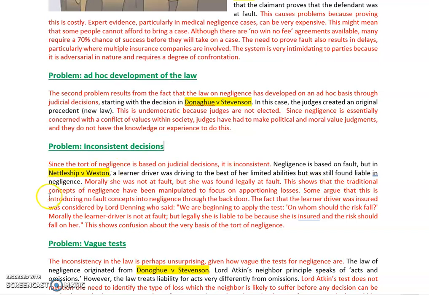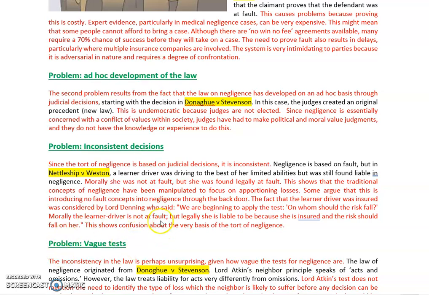And some argue that this is introducing no-fault concepts into negligence through the back door. And the fact that the learner driver was insured was considered by Lord Denning, who decided the case of Nettleship and Weston. And this is a quote from Denning. And he says, "We are beginning to apply the test on whom should the risk fall. Morally, the learner driver is not at fault, but legally she is liable to be because she is insured and the risk should fall on her." And this shows confusion about the very basis of the tort of negligence.